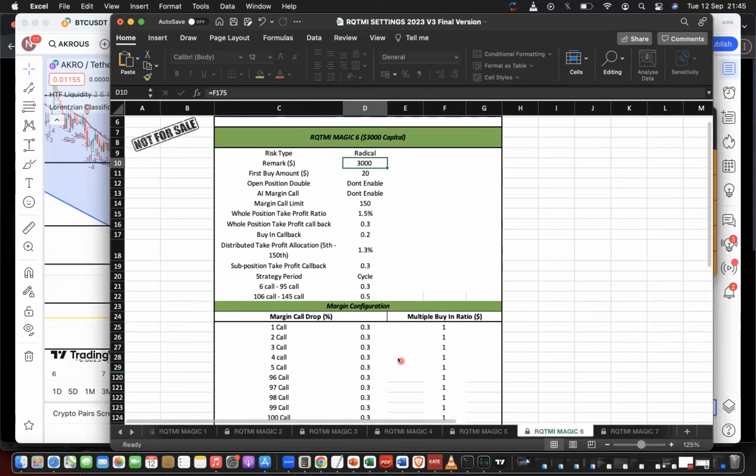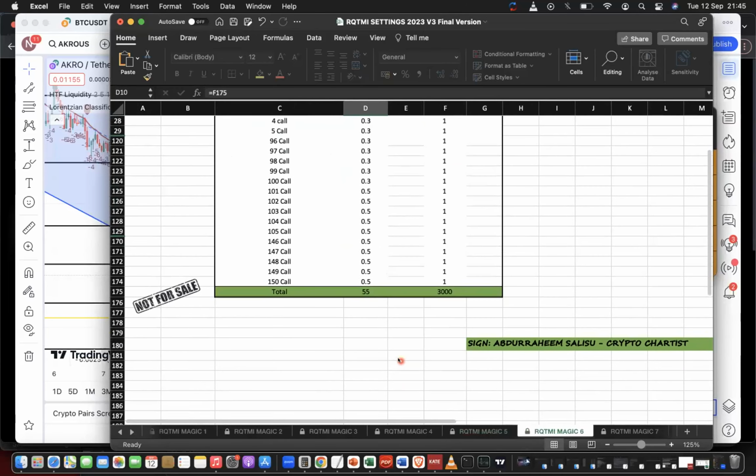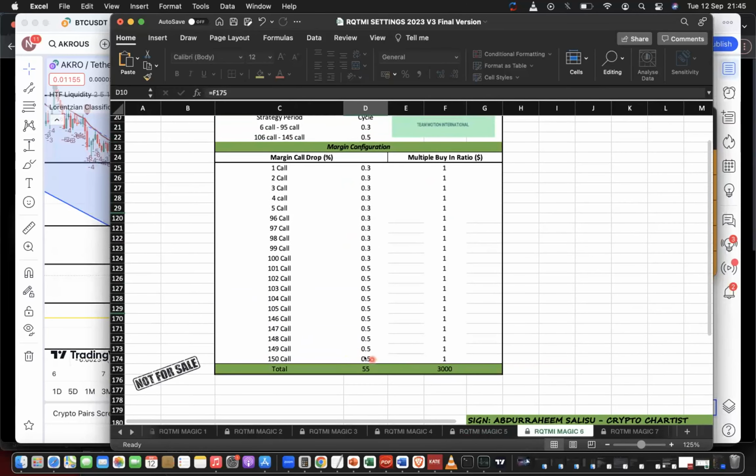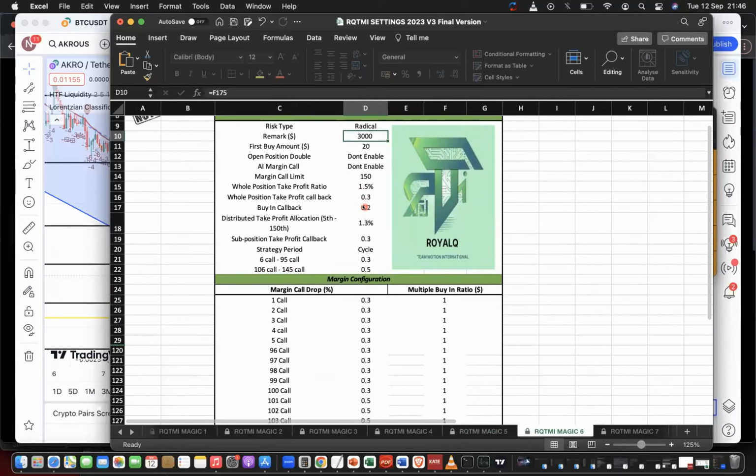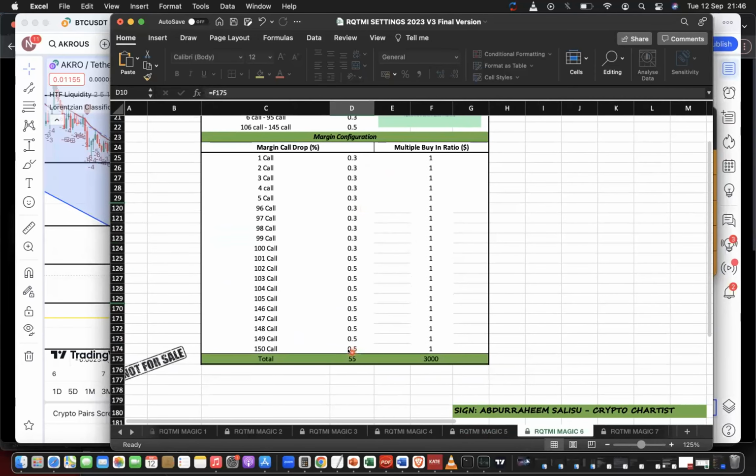Now, this is method 6. Method 6 is covering only 55%, and that's the reason why. It's for those who are higher risk takers. These people have $3,000, but they don't want to do 100% call drop. They want to do 55%. So these people want to put their $3,000 in the 55% range. So this is not for everybody. This is for people who have the ability to bring out another $3,000 on short notice.